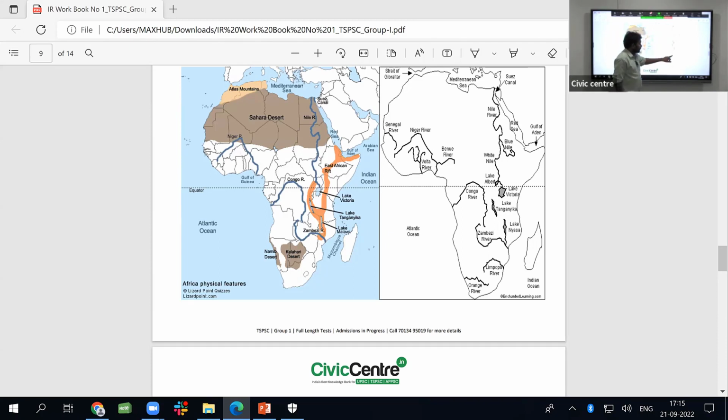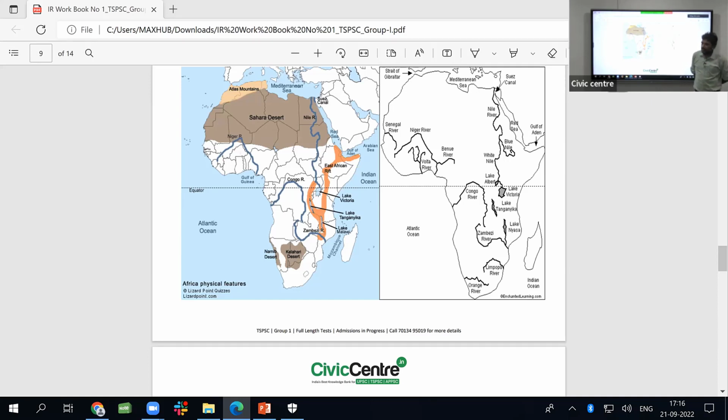So this is your Limpopo, this is your Orange, Zambezi, Congo, Niger, Nile River, Niger, Congo, Zambezi, Limpopo, Orange, Senegal. Nile, Niger, Senegal, Congo, Limpopo, Zambezi, Orange.